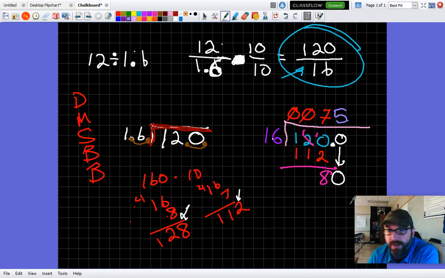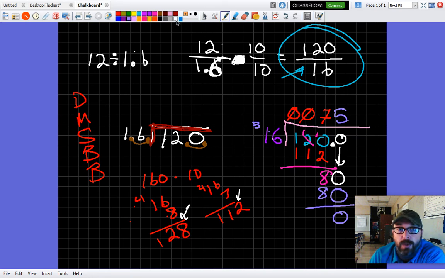5 times 6 is 30. Carry my 3. 5 times 1 is 5 plus 3 is 8, which makes 80. 80 minus 80 is 0. Now, one thing you always have to remember when you're doing division, when you put the decimal point below, the decimal point goes above. So now I can come back and I can look at this.